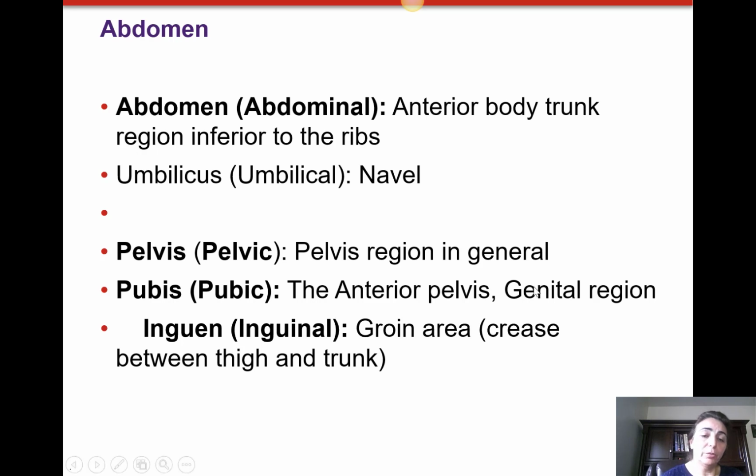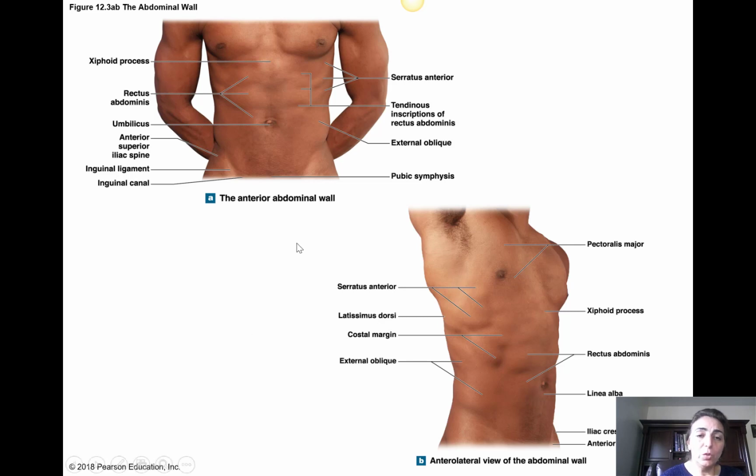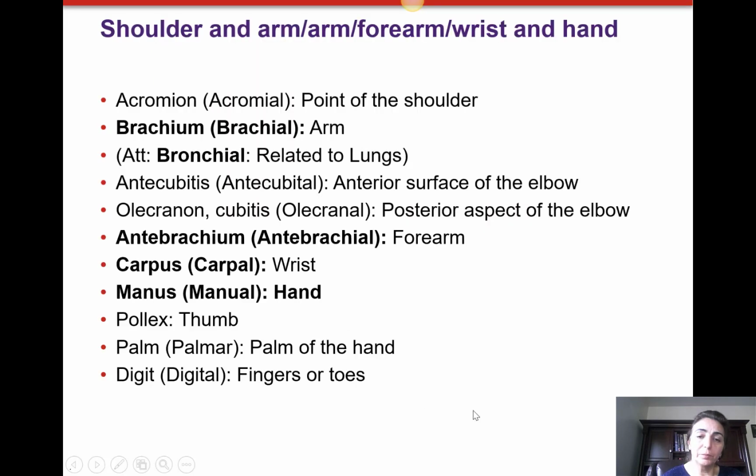That's the genital region. That's the genitalia, external genitalia located on that. Inguinal, that is the groin area, or the crease between thigh and trunk, and the adjective for that is inguinal. So here you see the abdominal area, and here you see the pelvic area before that. In this part you see the groin or inguinal, and the same here you see that one here.